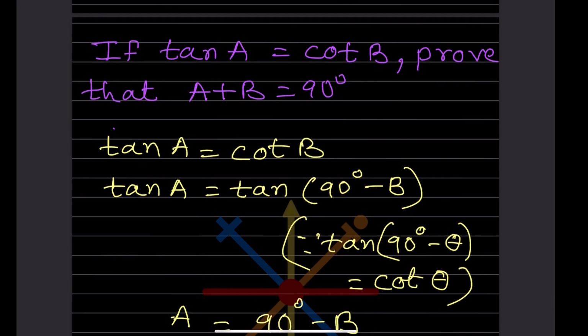If tan A is equal to cot B, prove that A plus B is equal to 90 degrees. So first thing, let us write that tan A is equal to cot B. And then now we can change this. Tan A will be as it is, and in terms of this tan, cot B is tan(90 minus B).